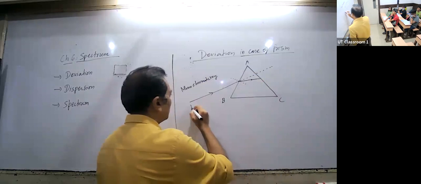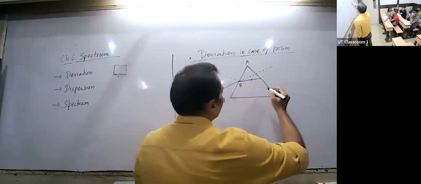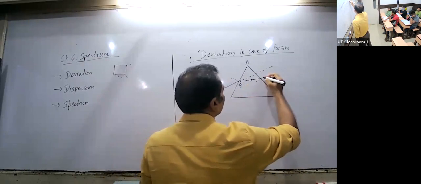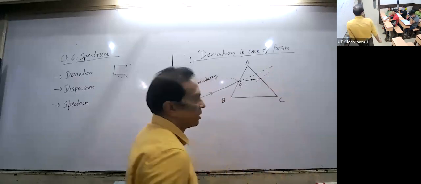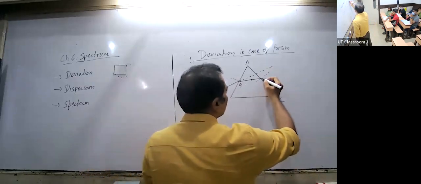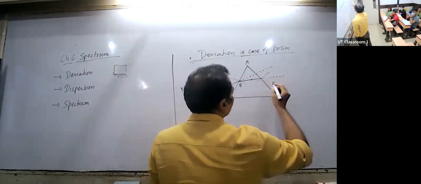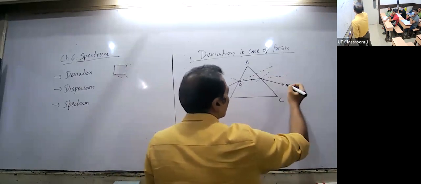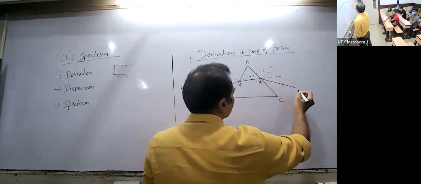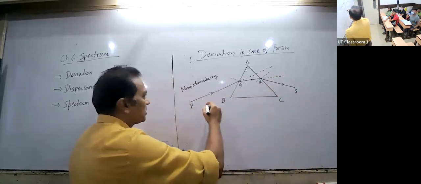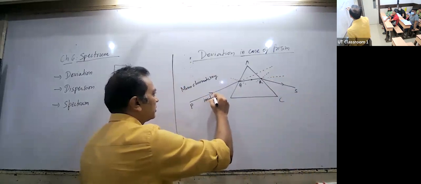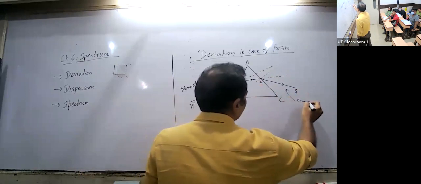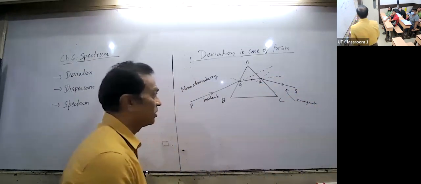Let's call this P, Q. And again, over here, we'll draw the normal. This is the normal again. This is the original direction, and it will bend away from the normal. So P, Q, R, S. What are these rays? This is the incident ray, this is the refracted ray, and this is the emergent ray. You are already familiar with it.